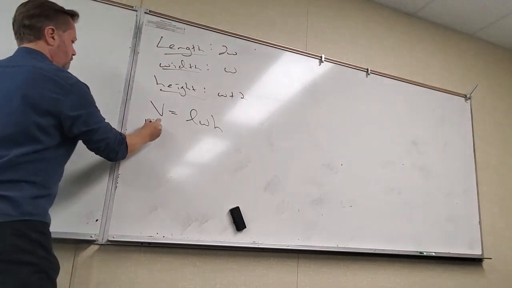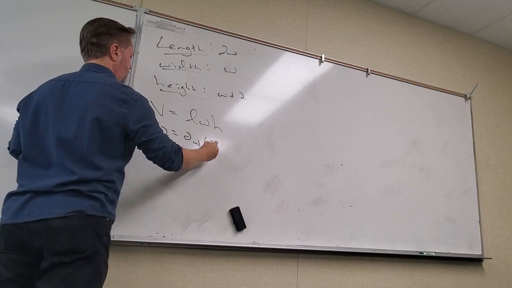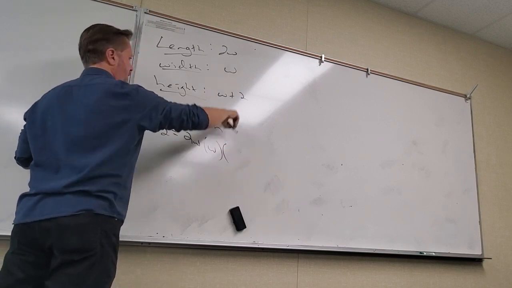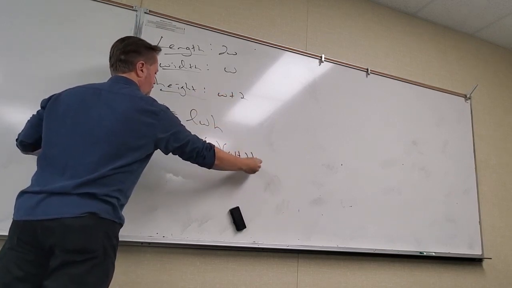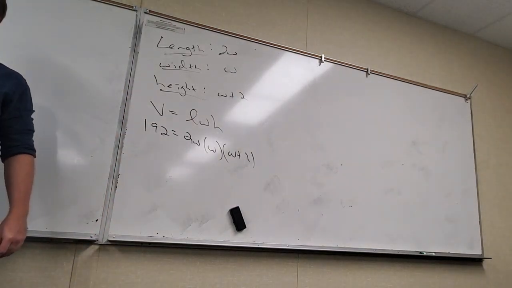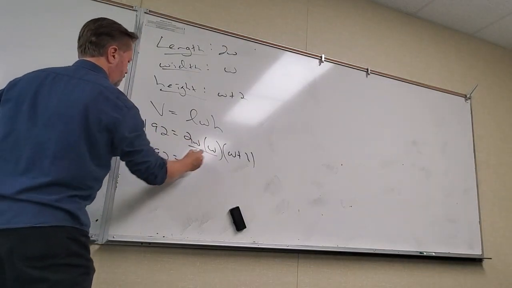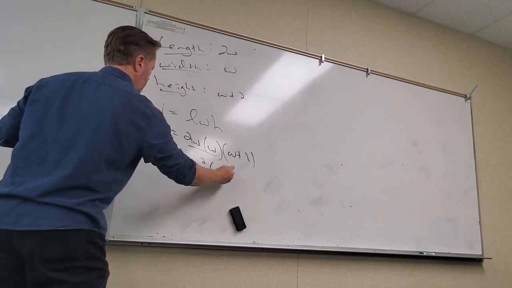192. The length is 2W, 2W times W times the height, W plus 2. You see when you multiply this stuff out, you're going to go to cubic. Everybody see that? And you're going to have some missing terms. 192. So one thing you can do is just do 2w squared, and then distribute that.